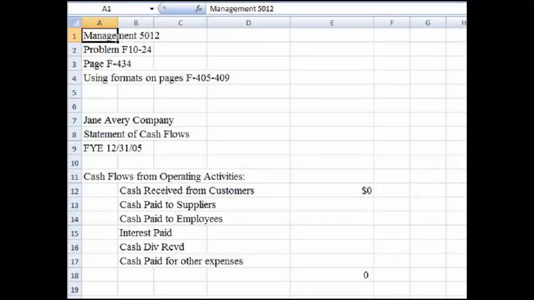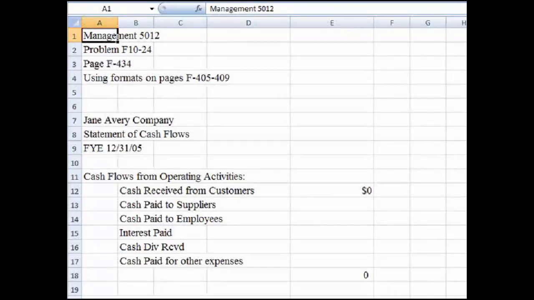Problem 10-24 on page F10-24 is a complete statement of cash flows using the direct method. Actually, you're still going to get it easy at this point, since the numbers are provided for you instead of you having to generate the numbers by comparing sequential balance sheets. Once again, the list on F410 will prove invaluable in this exercise.